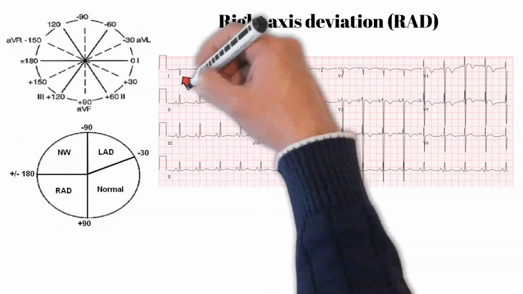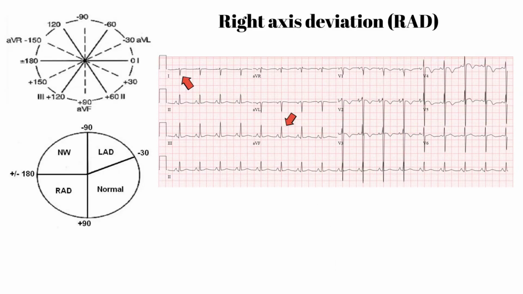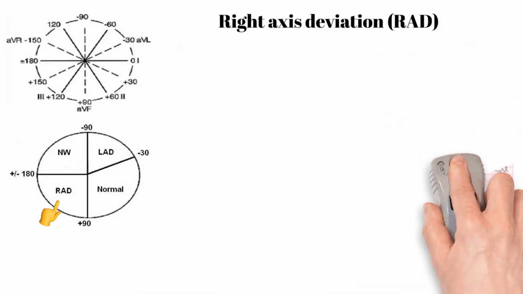Okay, this is a right axis deviation. If the QRS is predominantly negative in lead 1 and positive in lead AVF, then the axis is rightward, or right axis deviation. As you can see in this image, lead 1 is negative, which is positive 180 in the Cabrera system, and positive in AVF, which is positive 90 degrees. Therefore, it is right axis deviation.